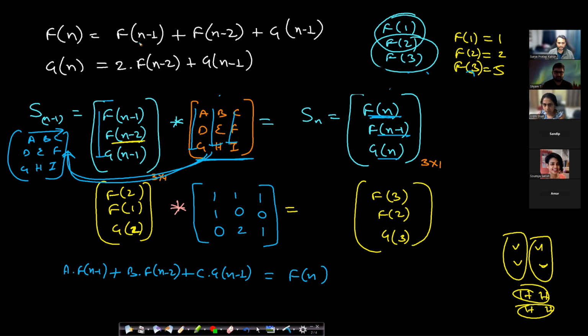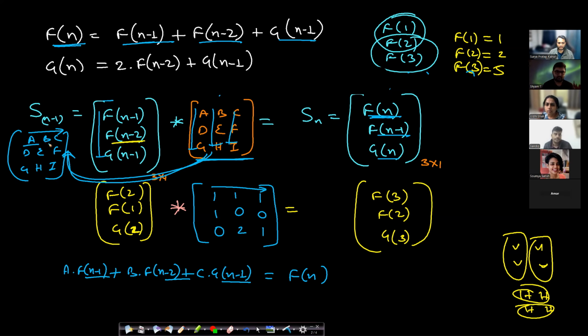So A is 1, B is 1. This equation is given here for f of n. You just compare these two equations, f of n minus 1, f of n minus 2, g of n minus 1, everything is given. The coefficient value is 1 in the original equation. So ABC will be 1. That's how I got 1, 1, 1 here. Now, similarly, you repeat and see what values you get, and check if it is the same.